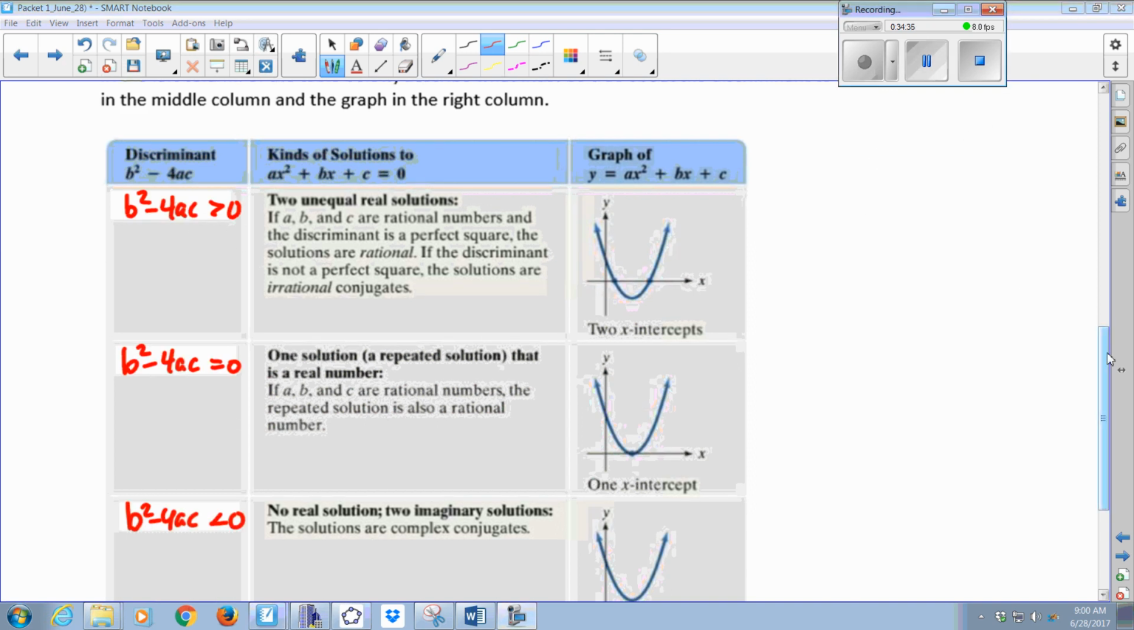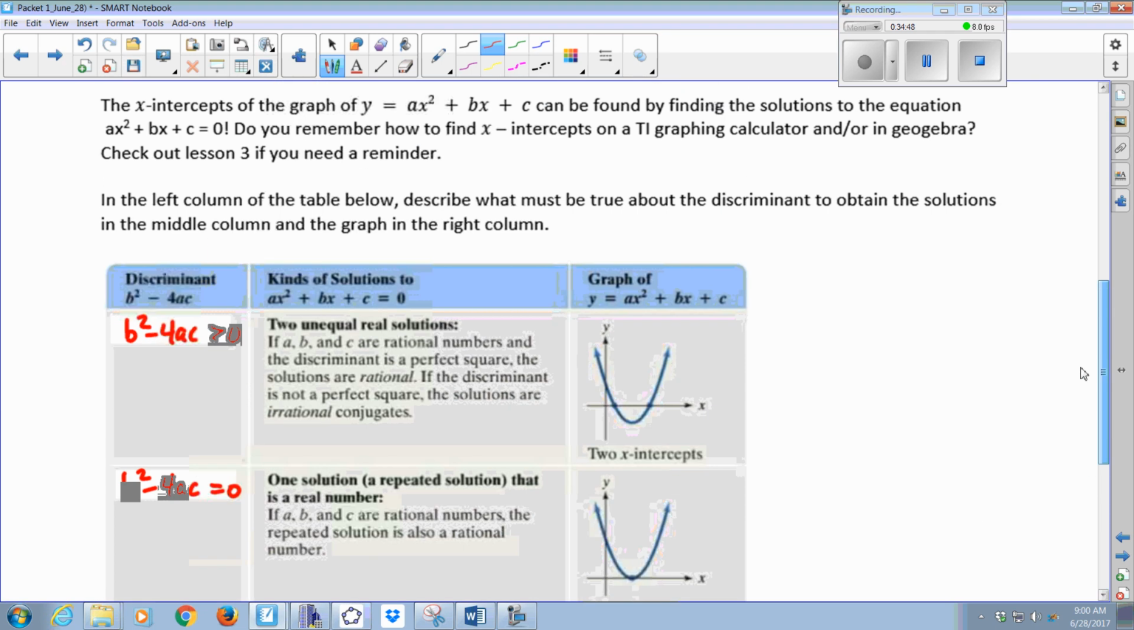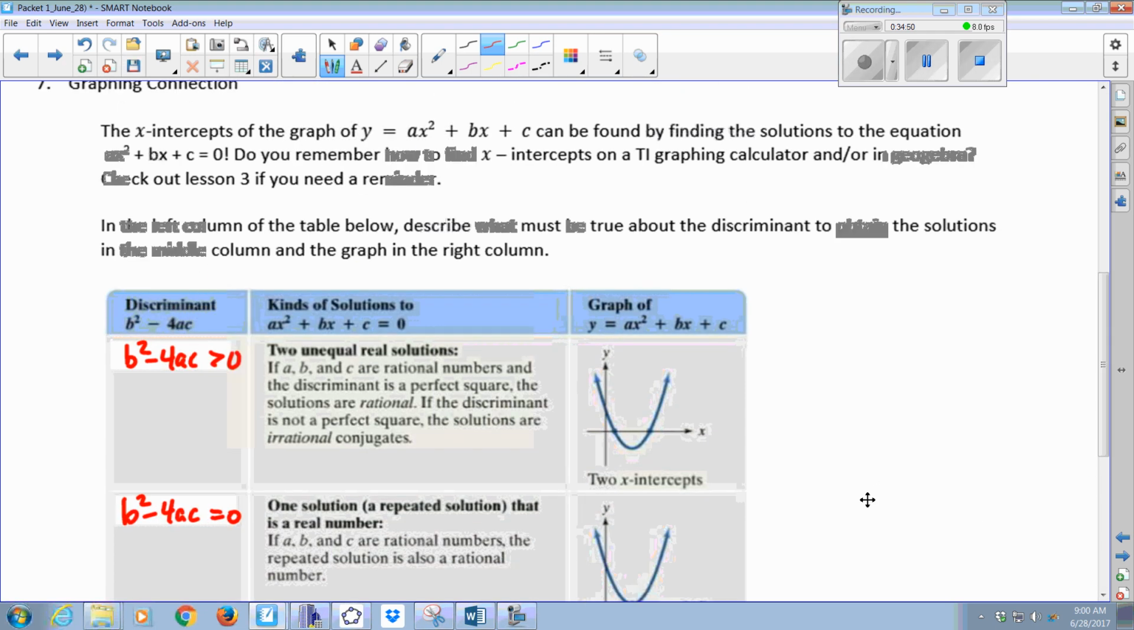Okay, so hopefully you have the left-hand column filled in with these values for the discriminant: greater than 0, equal to 0, and less than 0. That completes the class activities for Lesson 8. Let me know if you have any questions.